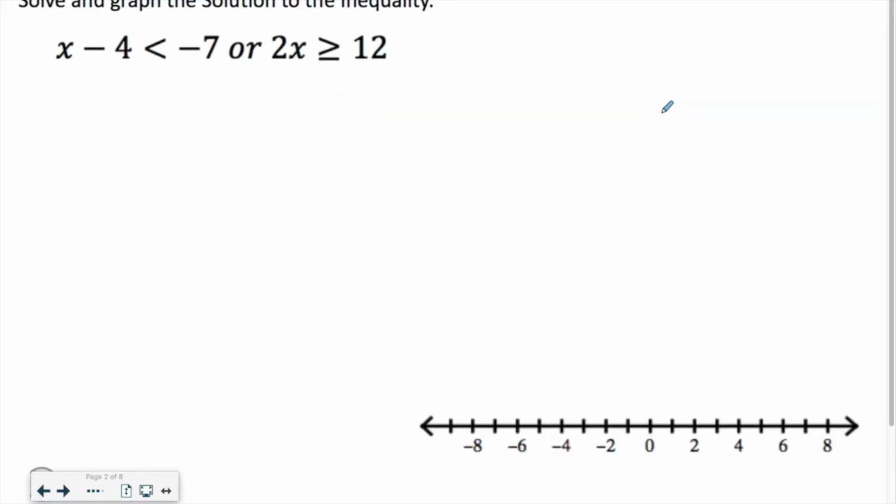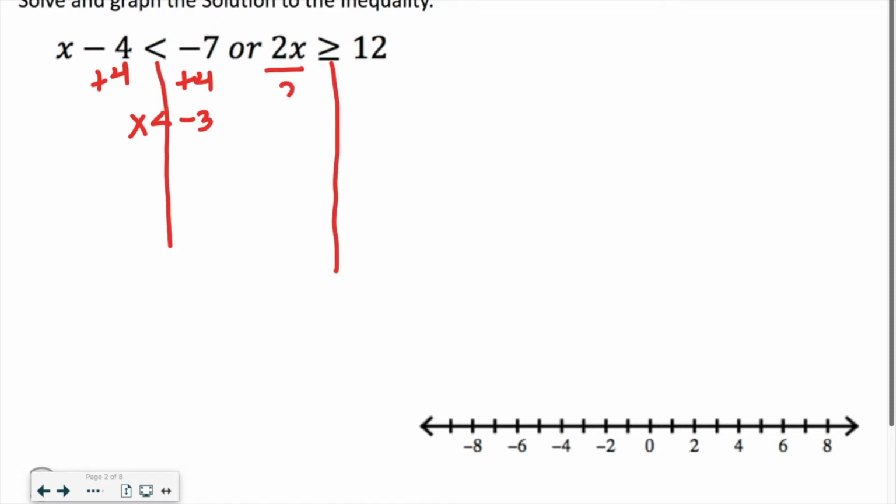Next one, solve and graph the solution to the inequality. So you're going to solve these separately. It's kind of like having two problems in one. So draw your line again. This time we're adding 4 to get x by itself. So you have x is less than -3. And then on this side, you're going to divide by 2. And you get x is greater than or equal to 6.